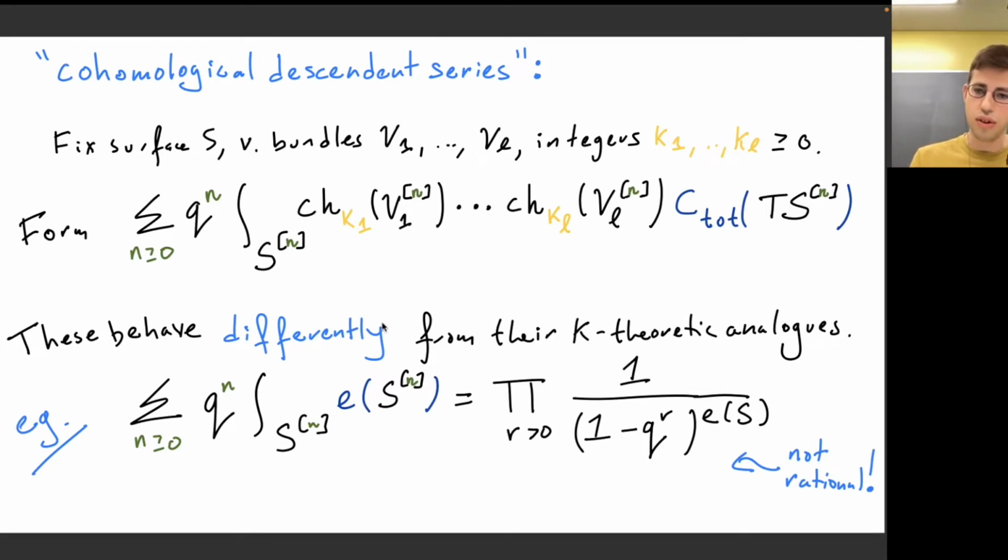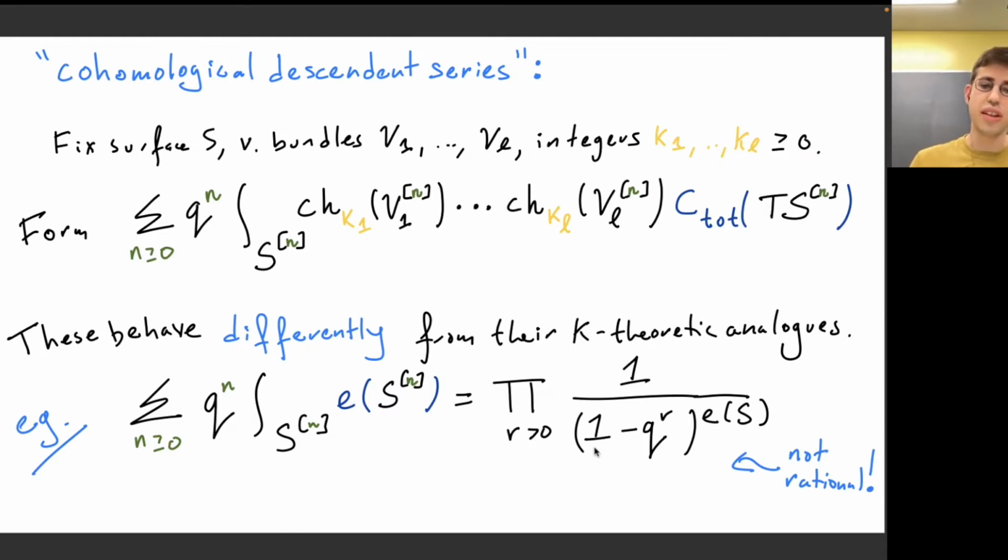If I take no insertions, then I have to integrate the top Chern class of the tangent bundle, and so that's the Euler class. And when I form these into some series indexed by a variable q, what I get is the following product. I get something that looks like, up to some factor, some power of the Dedekind eta function. I get a product over all integers r of 1 over 1 minus q to the r, raised to the Euler characteristic of the surface. And so this is not a rational function.